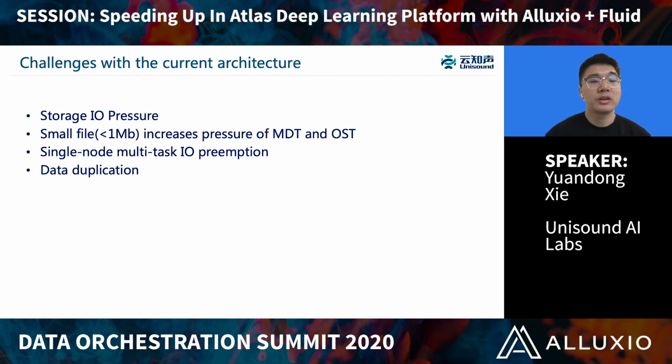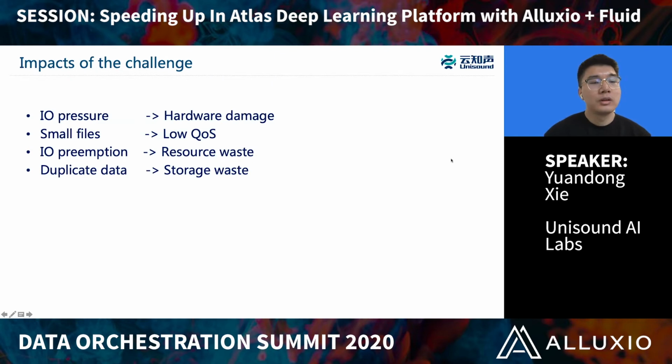And the next challenge is I/O contention for different tasks in the same node. And the last challenge is data duplication, because each user has their own storage location with their own data. The impact of these challenges is obvious. Small files and I/O pressure will cause low quality of service for platform training, and I/O contention will waste computing resources, and duplicate data may be in different user spaces, which will greatly waste storage capacity.